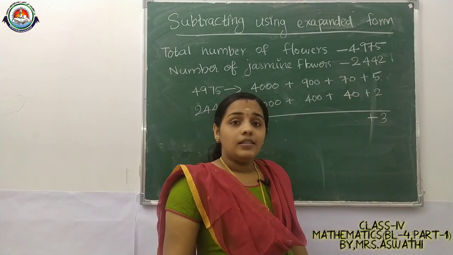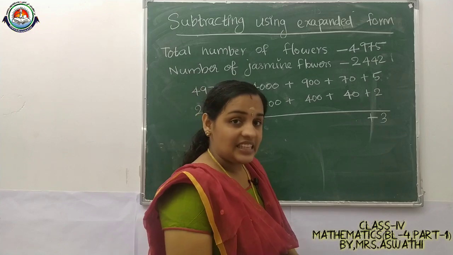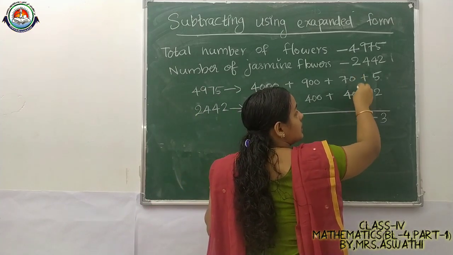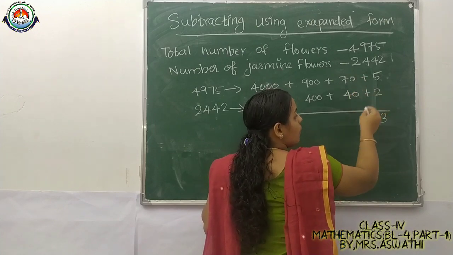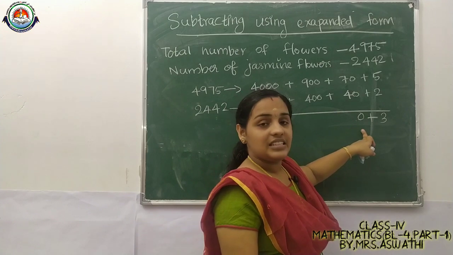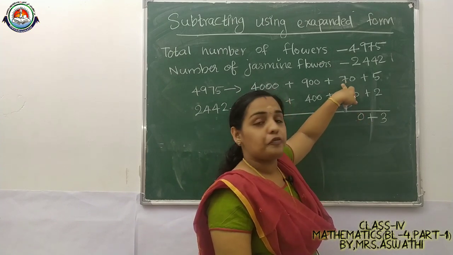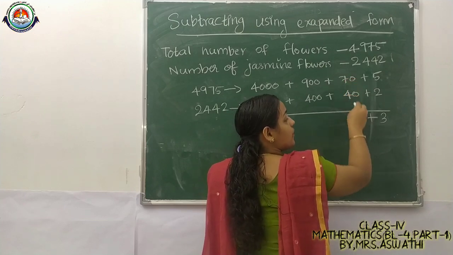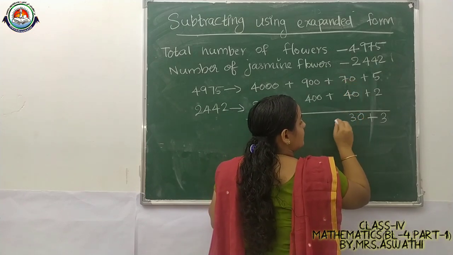Then next we subtract 40 from 70. We can do it easily. The tens digits of both numbers are 0 in the ones place, so we can write 0 here and subtract 4 from 7. The answer is 7 minus 4 is 3.